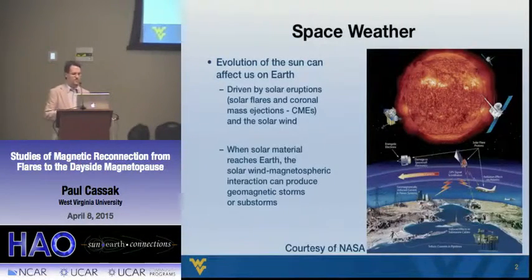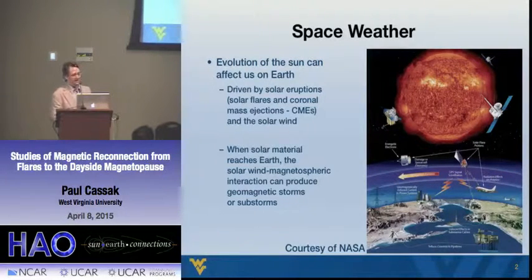Since HAO has been around for 75 years, happy anniversary, by the way, I'm figuring most people are probably familiar with a lot of the background science of solar and space physics. So I'll give a brief introduction. Space weather, as you probably know, means that the stuff on the sun can affect us on Earth.